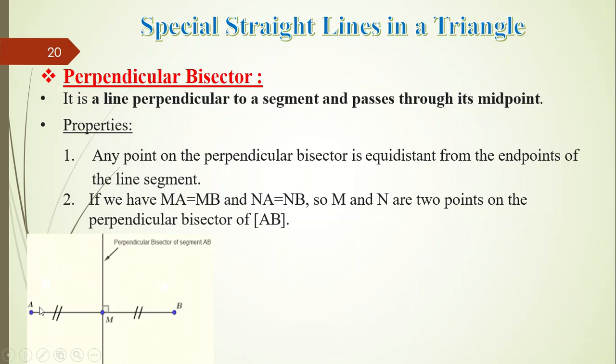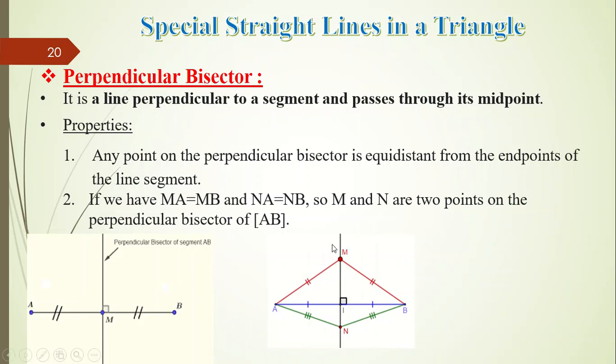Here we have AB. To draw the perpendicular bisector, we have to search its midpoint, which is M. So we got its midpoint, which is M, and from M we draw a perpendicular line to AB. Okay, so the perpendicular bisector passes through the midpoint of AB and perpendicularly to AB at the midpoint.